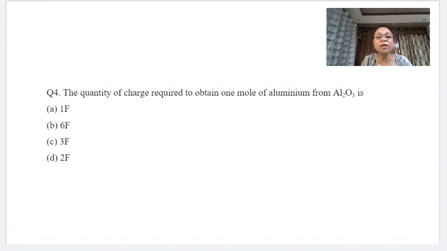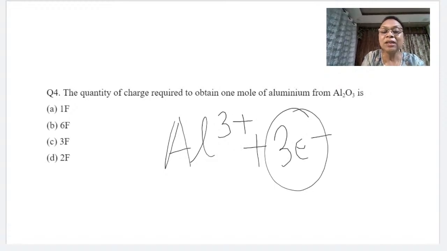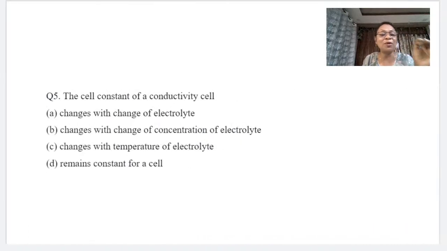The quantity of charge required to obtain 1 mole of aluminum from Al2O3 is, see, when you have aluminum, it's understood that Al is in the +3 oxidation state. So you will require 3 electrons, that is 3 farads, to get 1 mole of aluminum. So whatever be the question, the quantity of charge required to obtain 1 mole is 3 electrons, that is 3 farads, where you get a neutral aluminum atom. So the answer is C. Yes, running well, and the countdown is going fine, I hope, with you all.